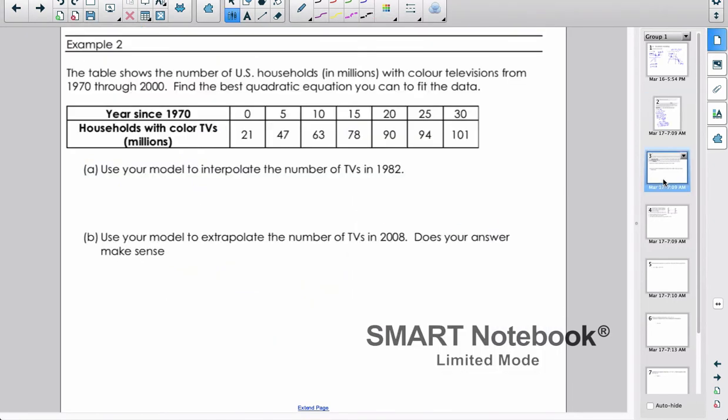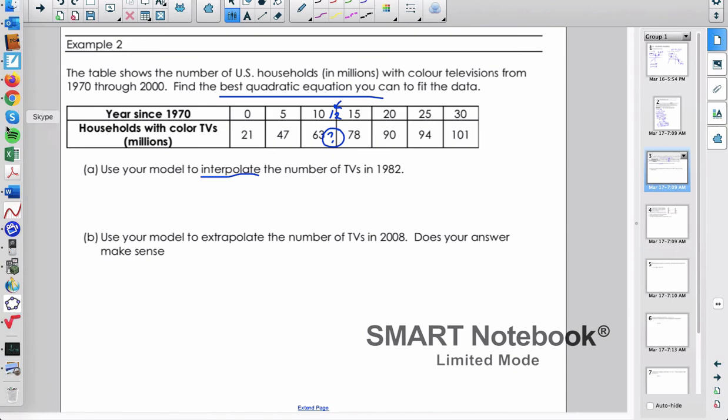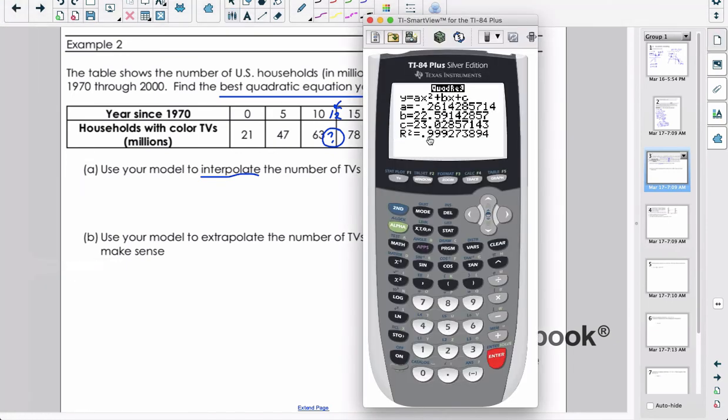So let's move on to the next one. Let's get a best quadratic equation to fit this data, and then use your model to interpolate the number of TVs in 1982. So this is years since 1970. 1982 is like when the years is 12. So we want to figure out what that is. So let's do that by modeling, and we could do that on our calculator.